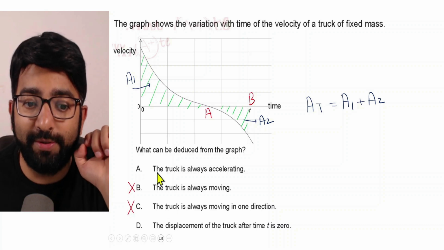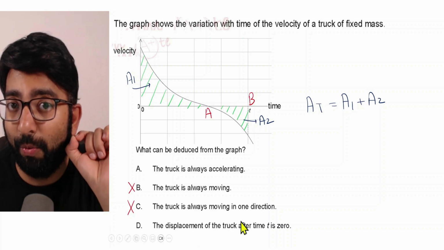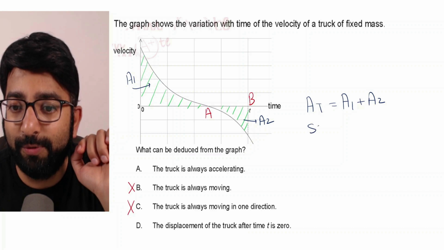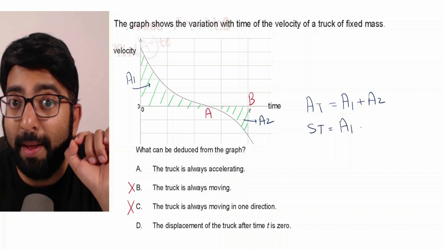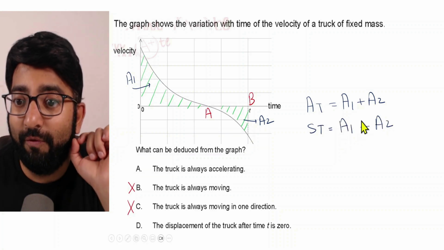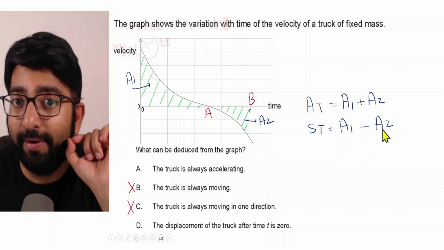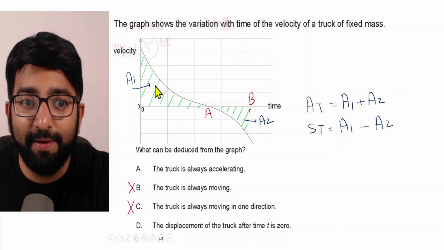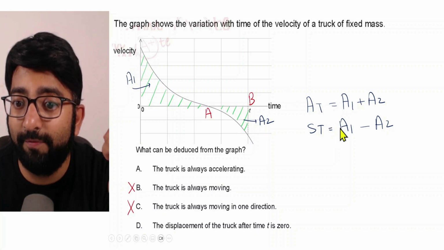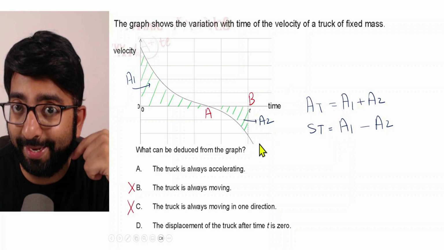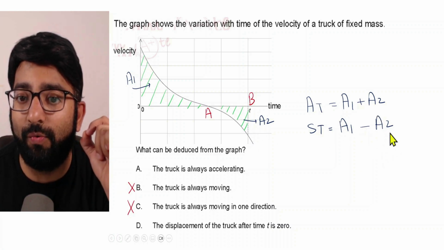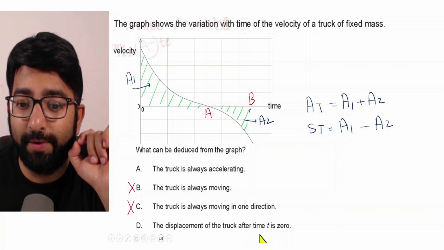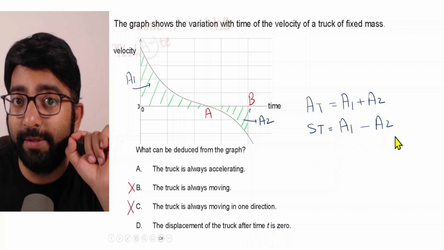But the question wants us to find the total displacement. What will we do there? So the total displacement will be A1 minus A2. So why are we taking a negative sign with A2? That is because the area A2 is below the x-axis. A1 was above the x-axis. That's why it was positive A1. A2 is below the x-axis. That's why we take a negative A2. Hence, the total displacement of the truck after time t is A1 minus A2.